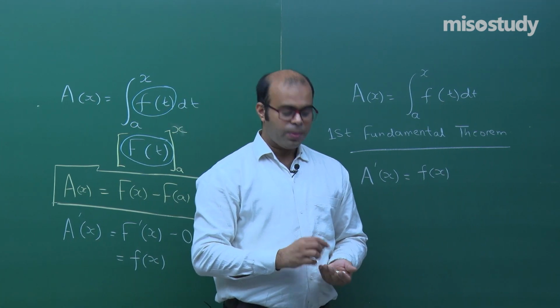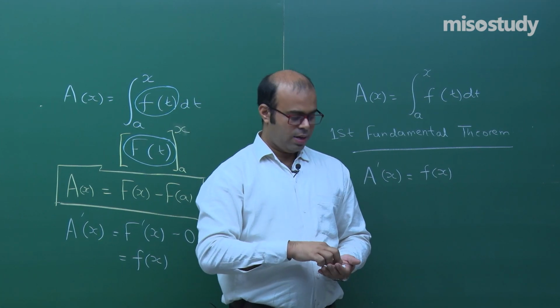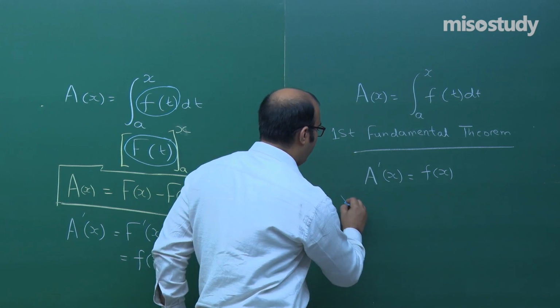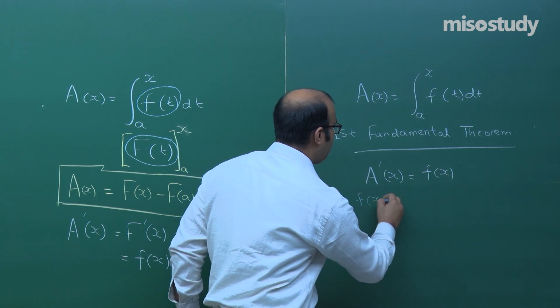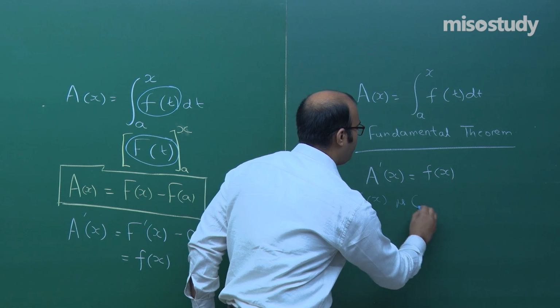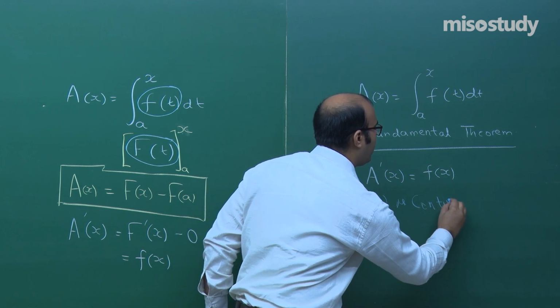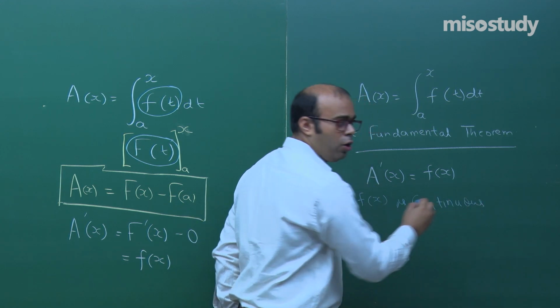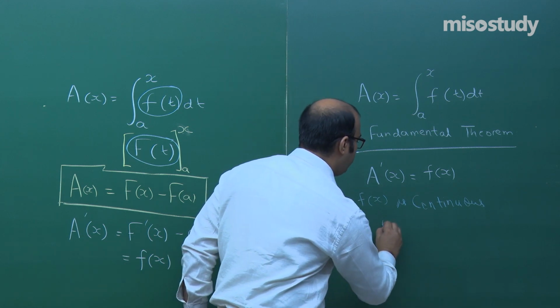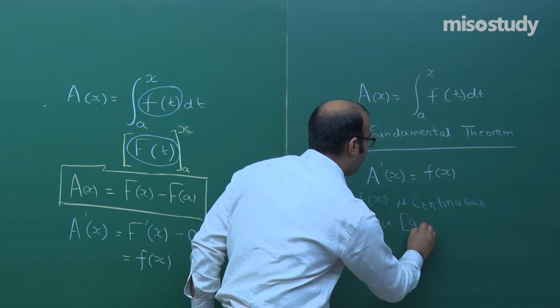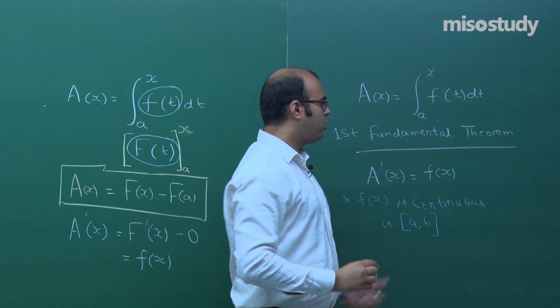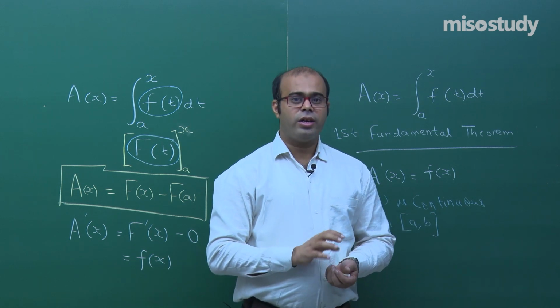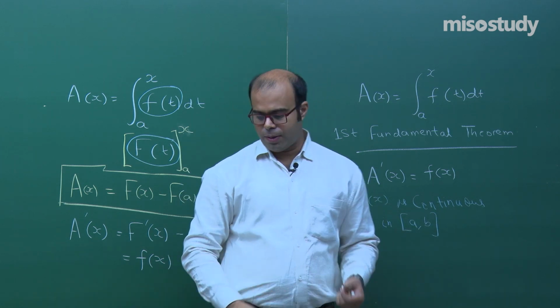theorem of calculus. One thing which you have to note here is that this function fx is continuous in a comma b. If it is not continuous, then we cannot do it like this. It is continuous in a comma b. For a discontinuous function we cannot write like this. Okay, students, so this is the first fundamental theorem of calculus.